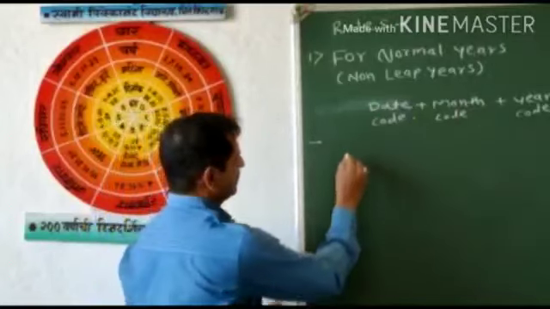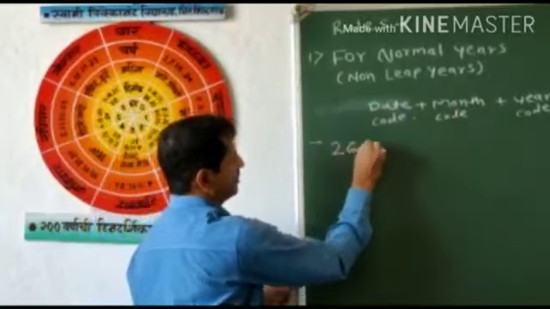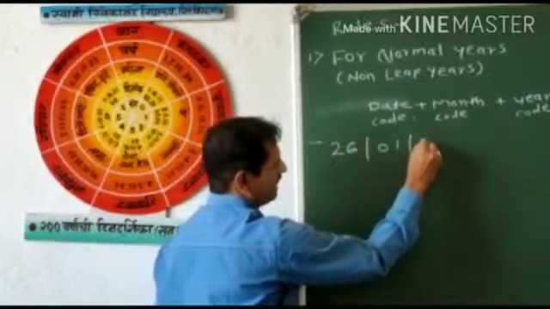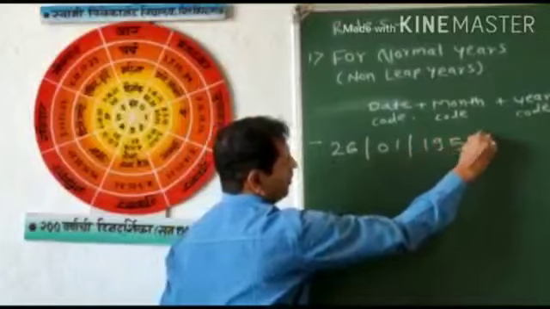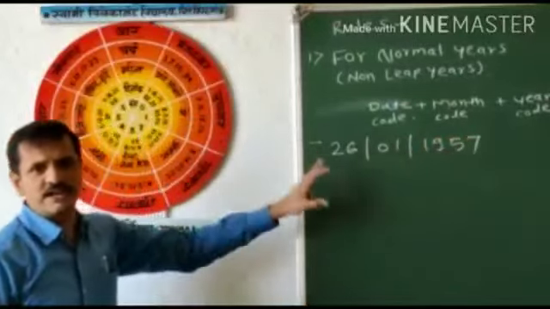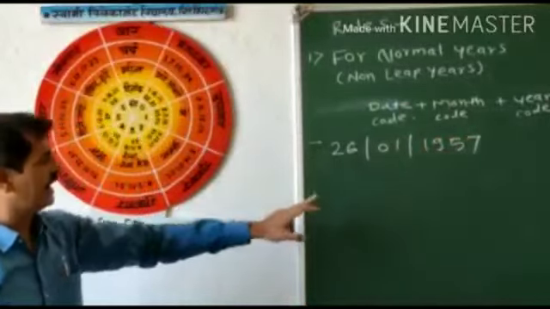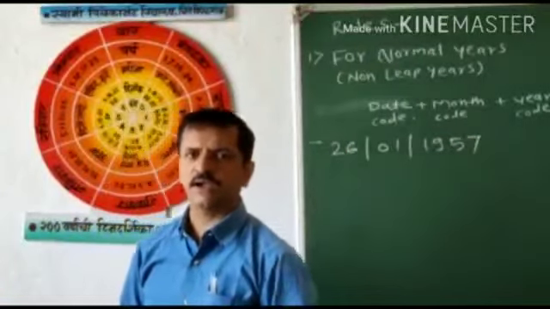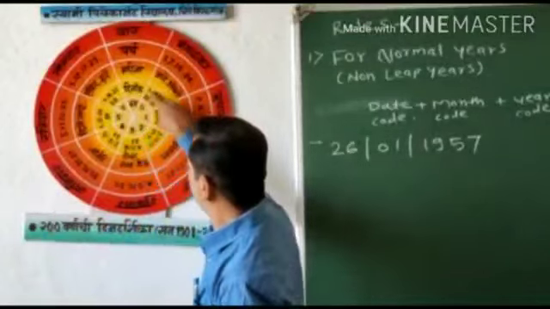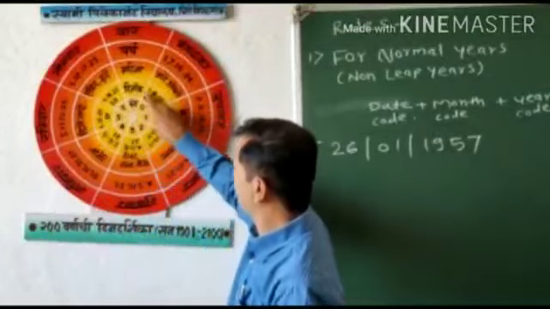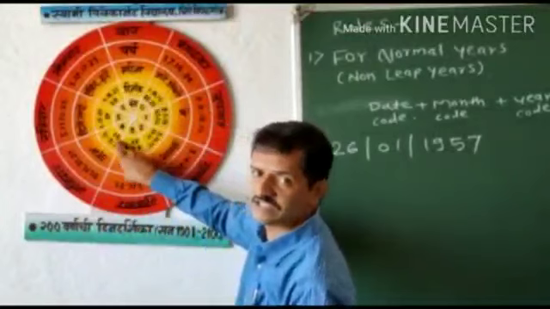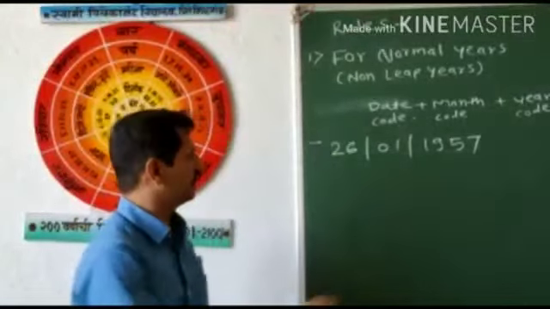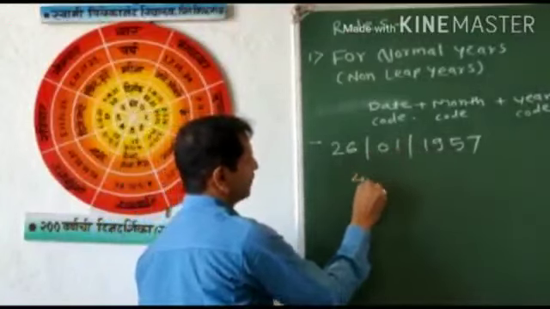Suppose we have to find date 26 January 1957. Now we use this calendar and find what is the day on 26 January 1957. First we have to find date code. So the date code is here in date circle we find 26 date. For 26 there is code 4. So the date code is 4 plus.